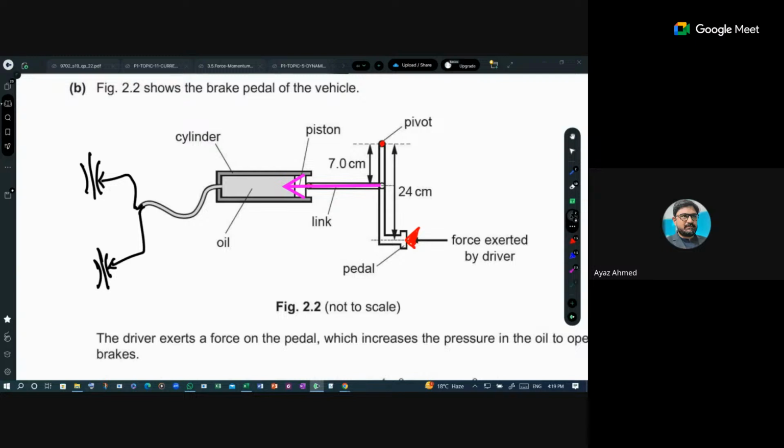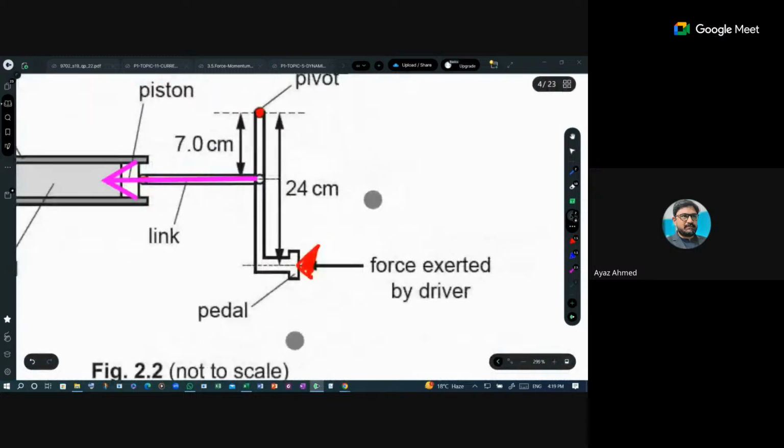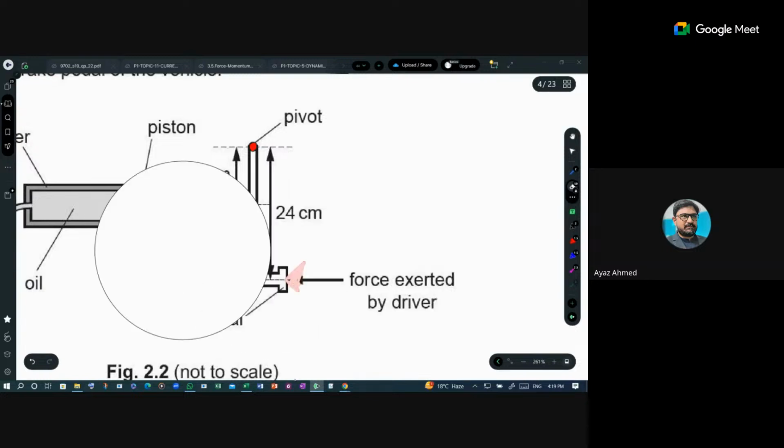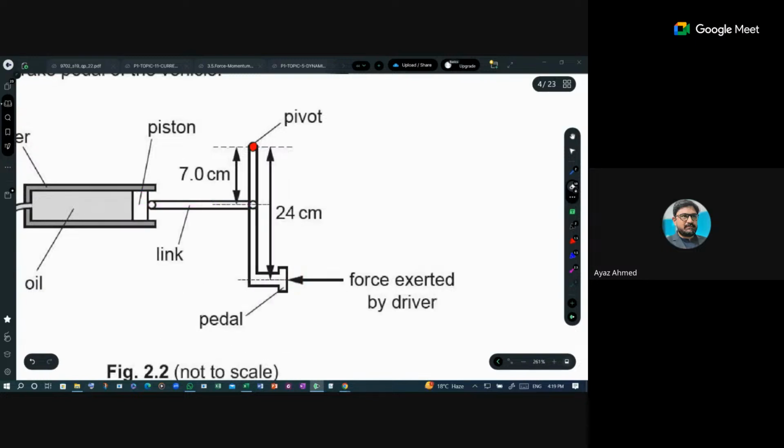Now this question tells us, this is the part where I have to follow the concept of moments. I'm gonna erase this back for the convenience. Now check this one out. It is said that force F is applied by the driver. This force is applied at a distance of 24 centimeter from the pivot, and there is a distance of 7 centimeter from the pivot.